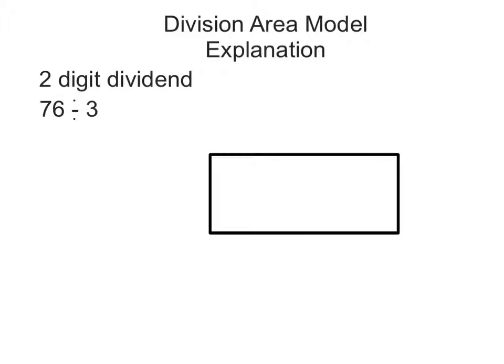This video is to explain the division area model. We're going to start with a two-digit dividend, 76 divided by 3. The dividend is 76, so it goes on the bottom. The divisor is 3, so it goes on the side.